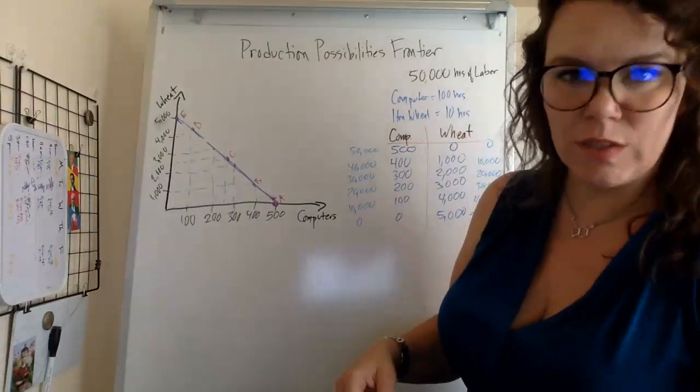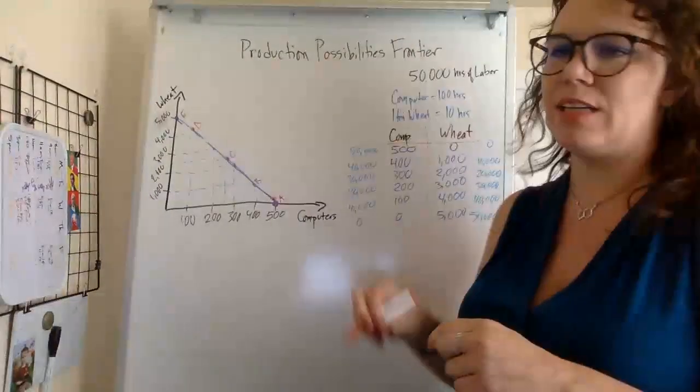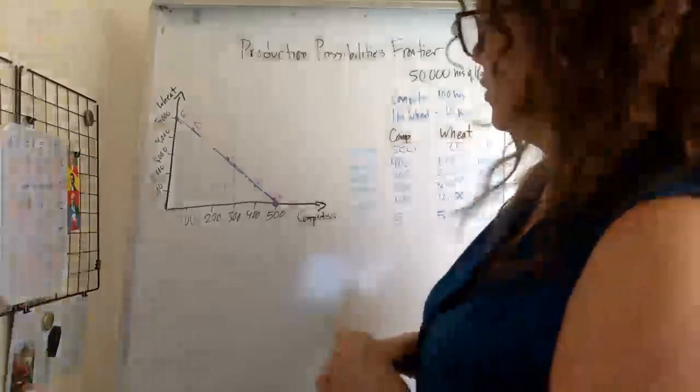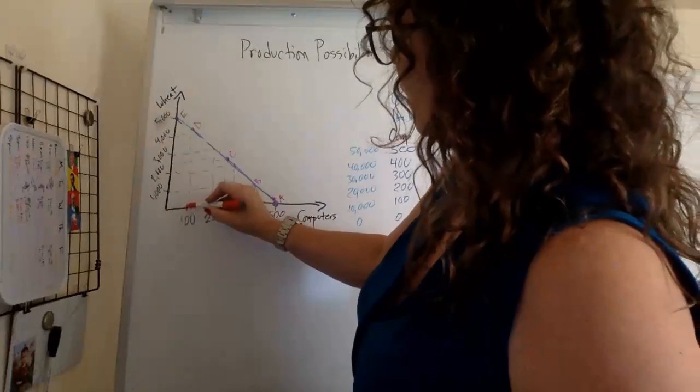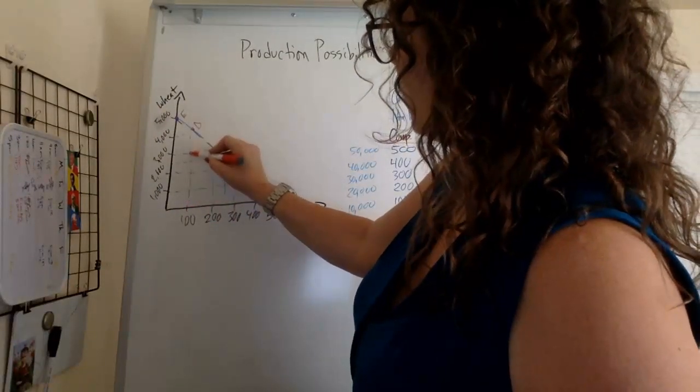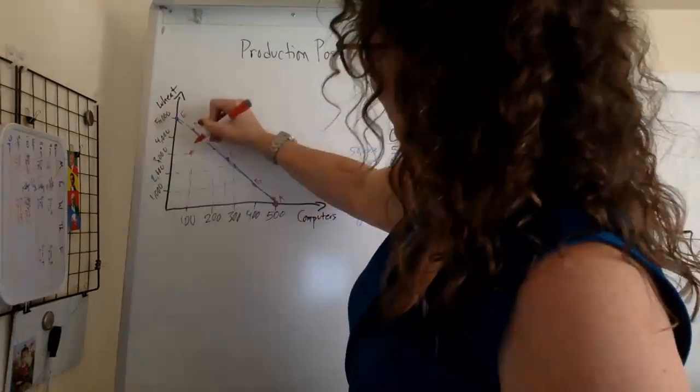So let's go ahead and do that. I'm going to pick a different color pen so it stands out. So I'm going to look for 100 computers and 3,000 tons of wheat. Well, that's right here. I'm going to label that point F.